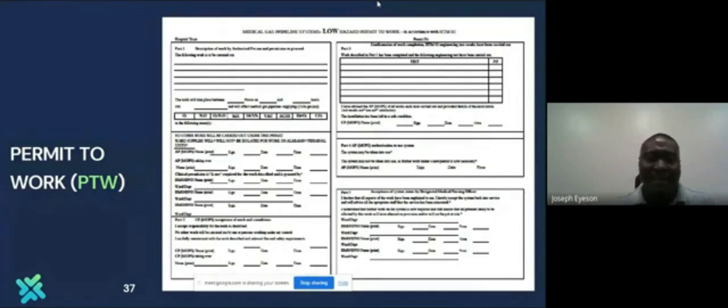But if it's a high hazard, maybe cutting the pipelines, then you need to go through SOPs and protocols, which is very important and critical to be able to do this work. So as an engineer, you should know that it is very important to have the PTW for all works.